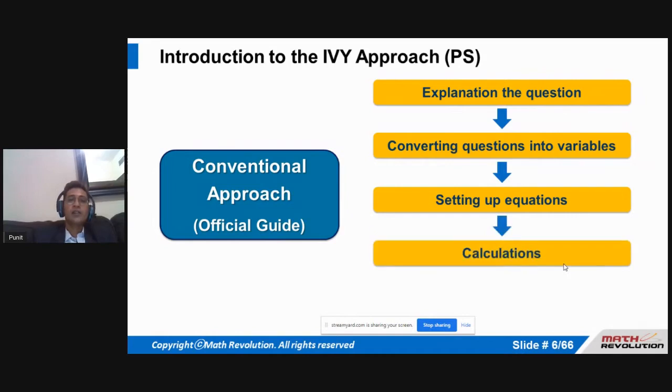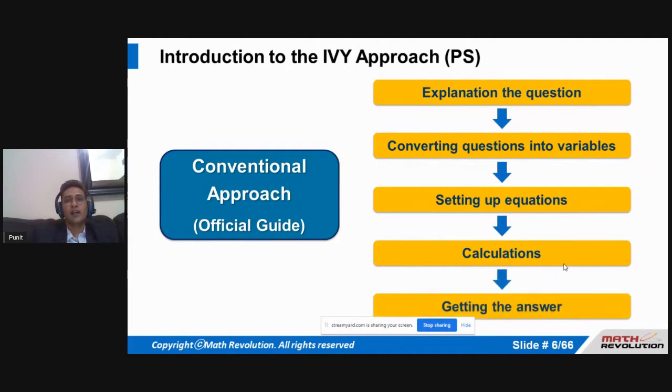Now let me tell you guys, this calculation part also has to be handled very carefully, because many times it happens that we end up making some silly errors. So you need to be very, very focused on that. And post calculations, that's where we mark the answers.